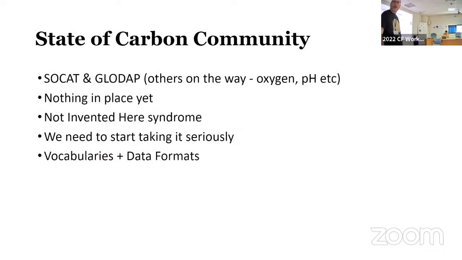But just to finish up with the state of our carbon community, historically we've had global databases called SOCAT, which is for surface CO2 measurements, and GLODAP, which is for an awful lot of carbon-related measurements in 3D space, right down into the ocean. These are feeding into things like the Sustainable Development Goals, which I forgot to put on here. It's 14.3.1, is it, ocean acidification.